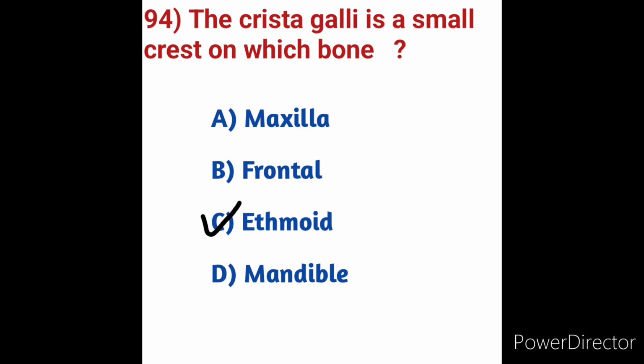Here the crista galli is a small crest on the ethmoid bone, so option C, ethmoid bone, is the correct answer. Next we will move on to question number 95.